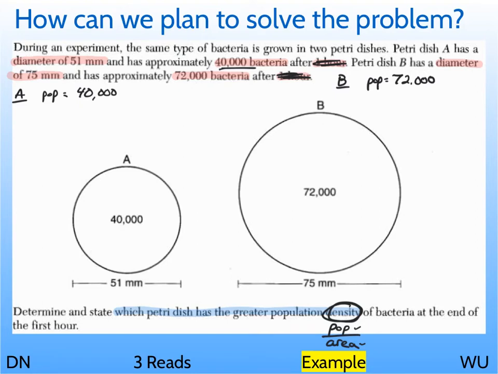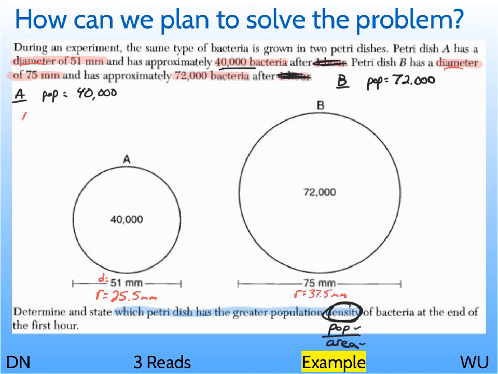So what we need to do now is find the area of these. And in order to find the area, we're going to have to use the diameter. Now, of course, if the diameter is 51, we have to divide that by 2. The radius of this is going to be 25.5 millimeters. And the radius of this, divide that by 2, of course, is going to be 37.5 millimeters.